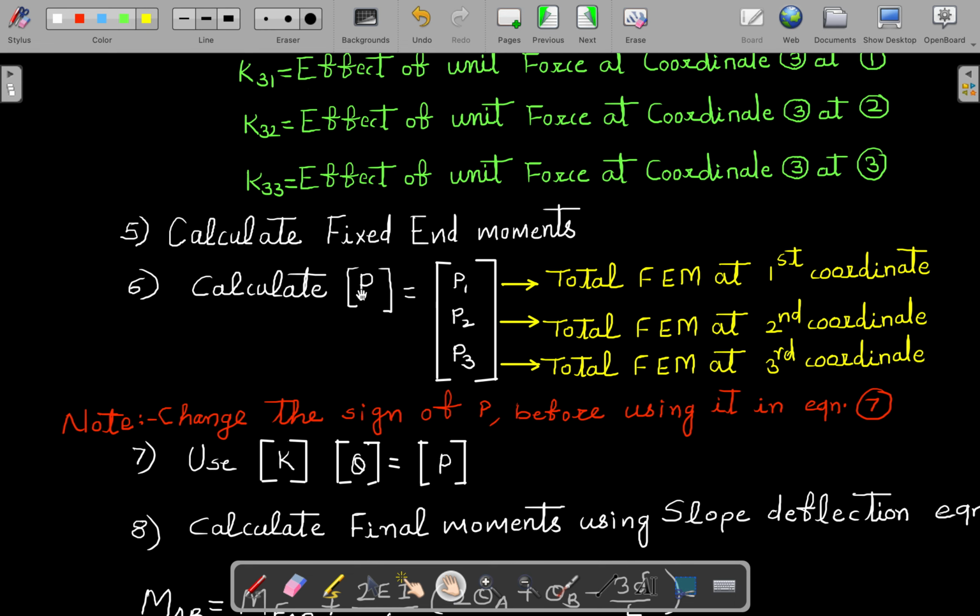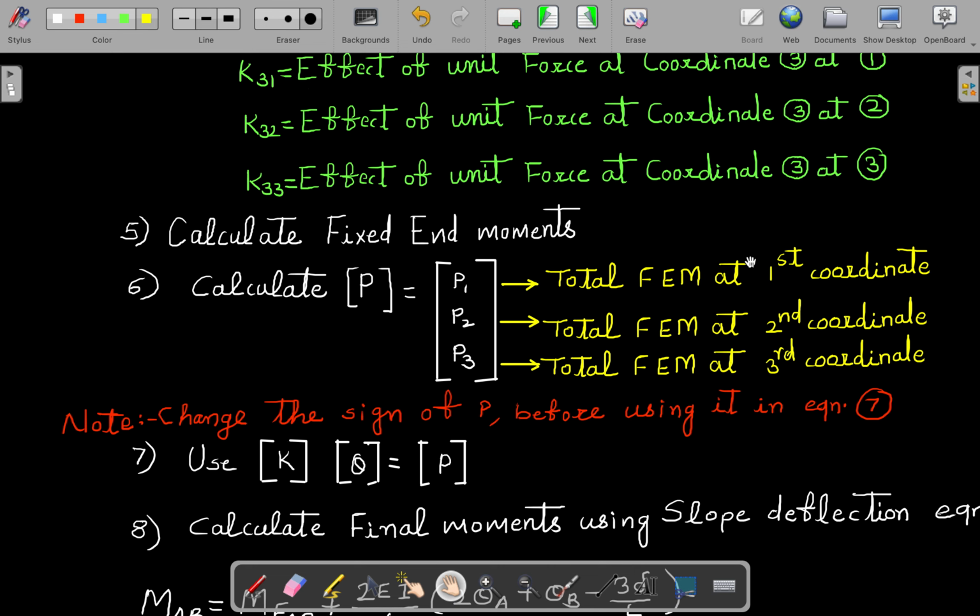Once we get these fixed end moments, we come to the next step, that is we have to calculate what are the forces acting, or the reactions, at those respective coordinates. Suppose we take three coordinates, that means three degrees of freedom. In that case we will be calculating forces at those three coordinates: P1, P2, P3. So what is P1, P2, P3? P1 is the total fixed end moment at the first coordinate, P2 will be the total fixed end moment at the second coordinate, and P3 is the total fixed end moment at the third coordinate.